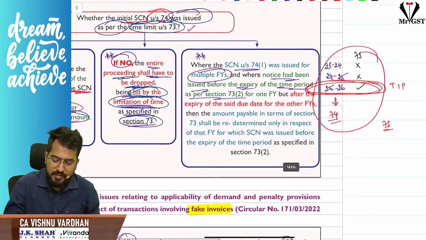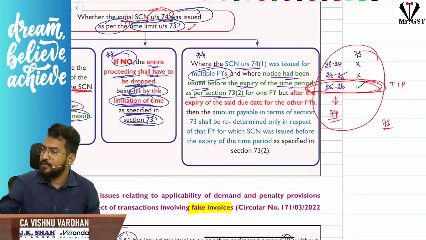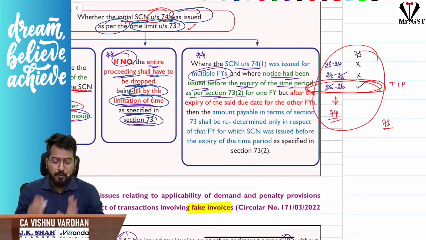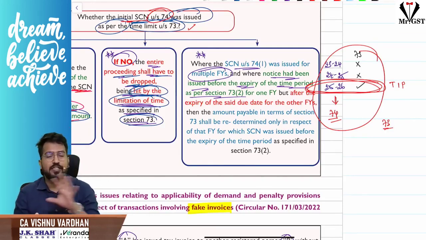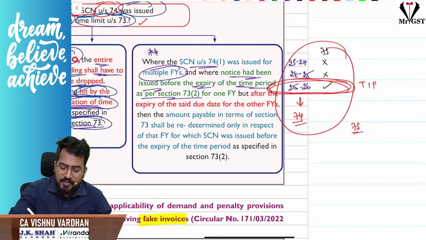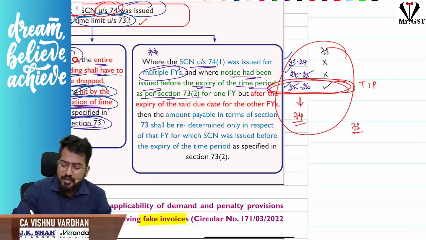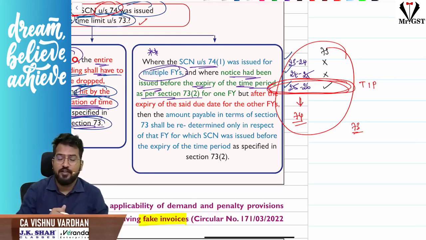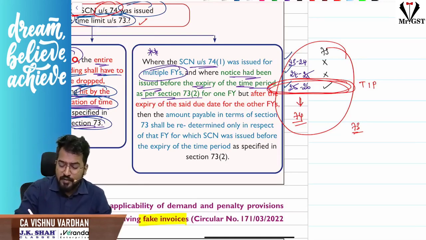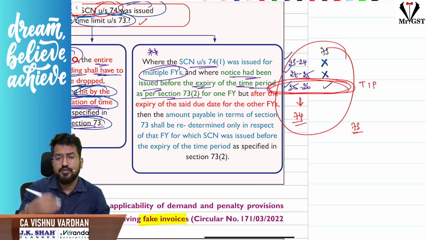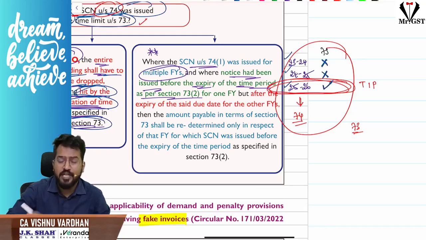Another important thing is, if a show cause notice under section 74 has been issued for multiple financial years, imagine for 2023-24, 2024-25, 2025-26, for 3 financial years the officer gave the show cause notice, but the court has determined in the order that it is not section 74, it is section 73. For financial year 2023-24, the section 73 time limit is over, for 2024-25 also the section 73 time limit is over, and only for 2025-26 the time limit is still there.